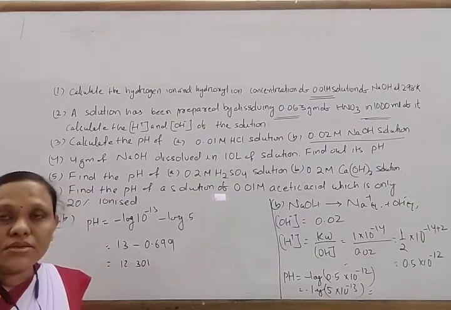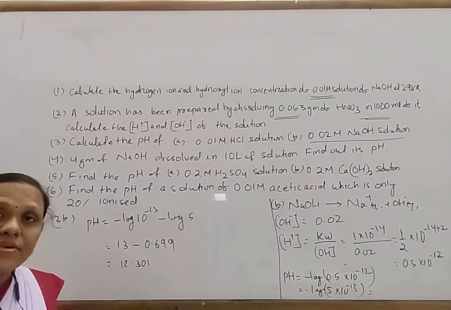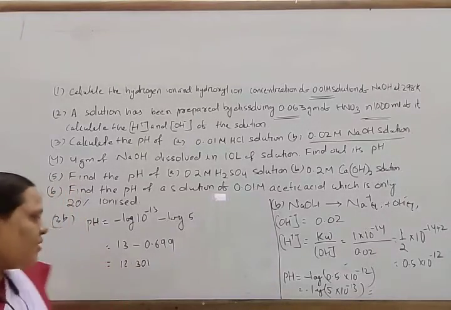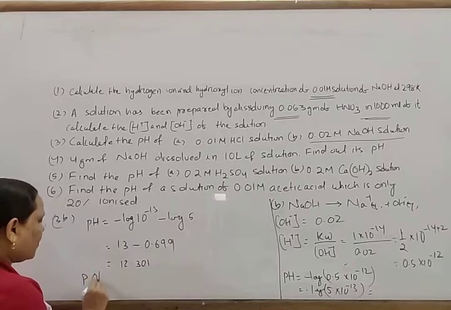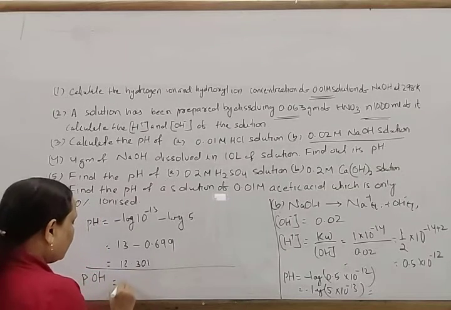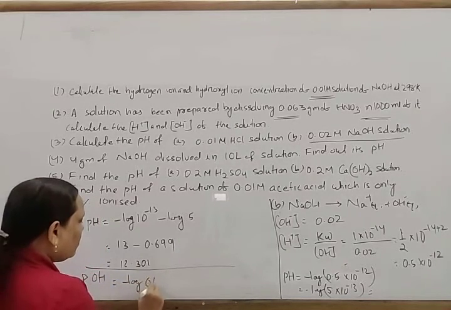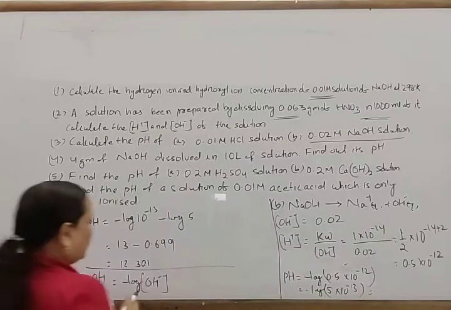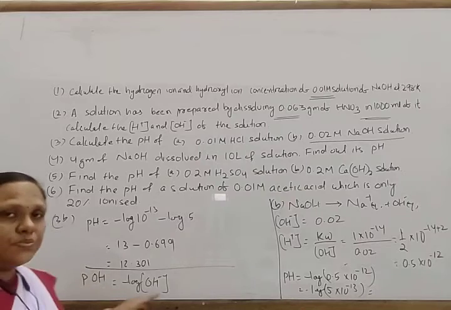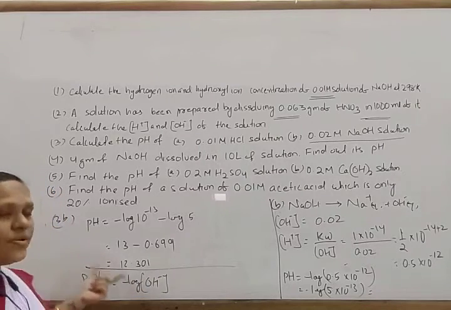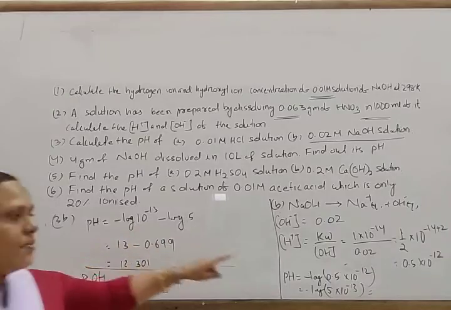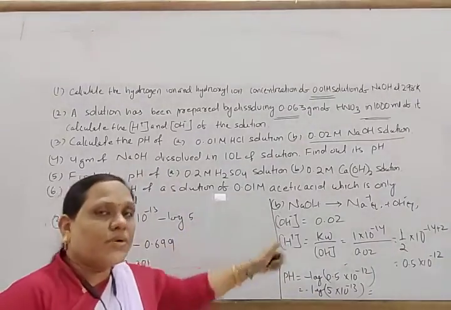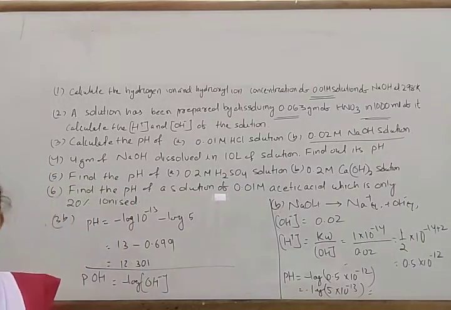Otherwise, you first find out the OH value, then subtract from 14. You will get the same answer. So first find out the pOH by taking minus log OH minus concentration. Here the OH minus concentration is given, so from this first find out the pOH and then subtract from 14, and you will get the same answer. Either first find out the H plus concentration, then find out the pH, or first find out the pOH, then find out the pH.